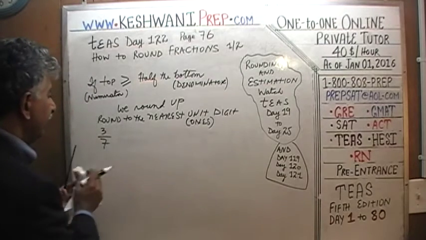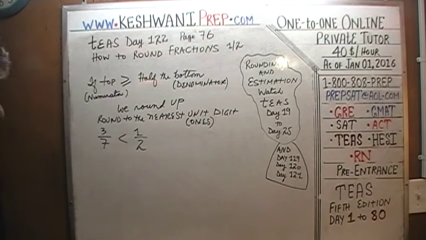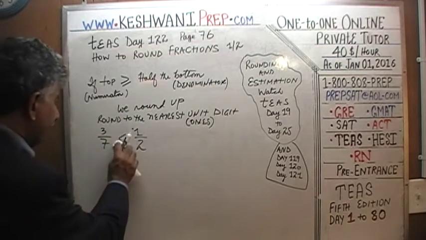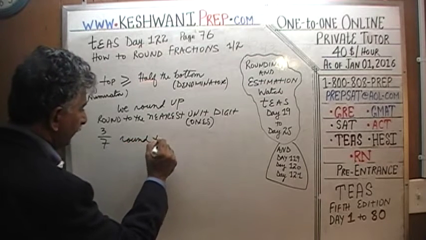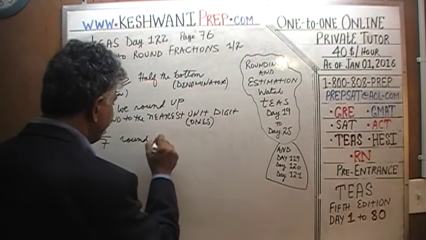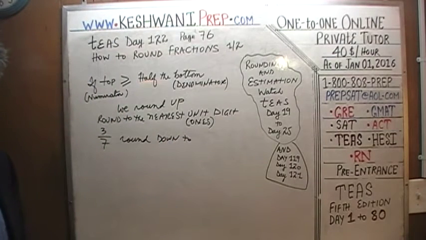3/7 here is less than half, because 3.5 is the half of 7. This is less than half. So in this case, we have to round down. Round down to what? We have to round it down, but to what?